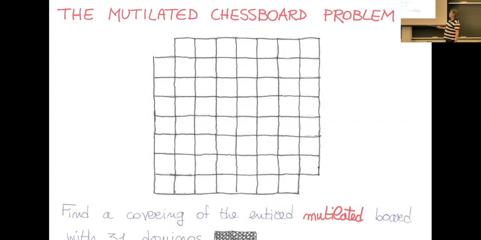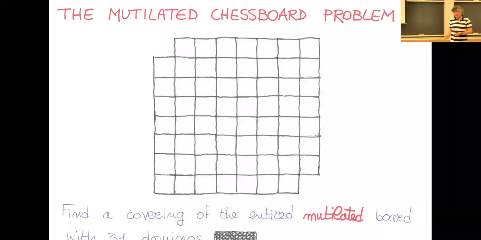Tile the mutilated chessboard with 31 dominoes. Each domino covers two adjacent squares. How many non-isomorphic solutions did you find? The answer is easy: zero.